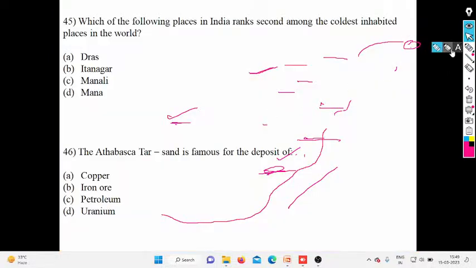Next, which of the following places in India ranks second among the coldest inhabited places in the world? Options: Dras, Itanagar, Manali and Manna. India ranks second among the coldest inhabited places in the world.